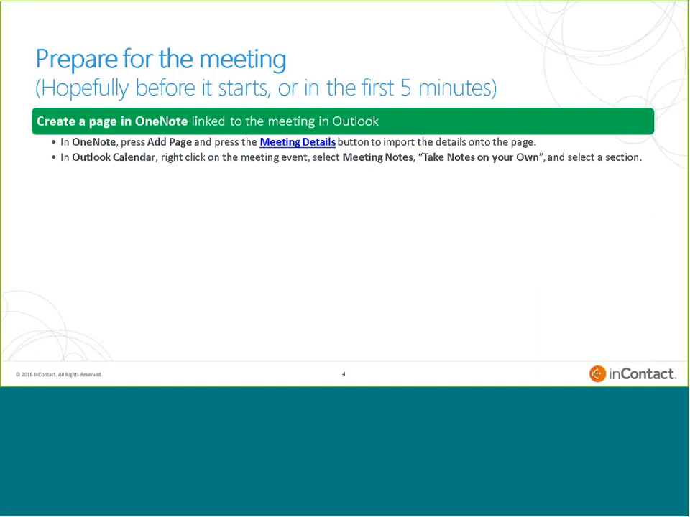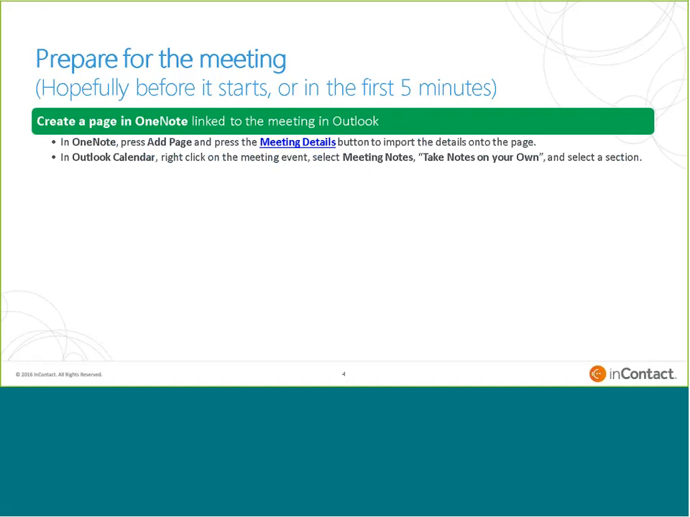Okay, so bullet number 1. In OneNote, press the Add Page button and then press the Meeting Details button to import the details on the page. Again, I'll show you how this works. In Outlook Calendar, right-click on the meeting invite and select Meeting Notes, and then take notes on your own and select a section. Those are the 2 ways that you can add notes.